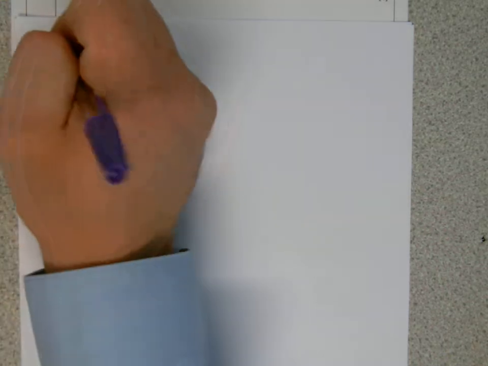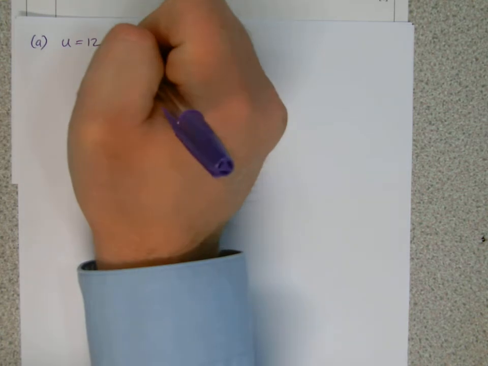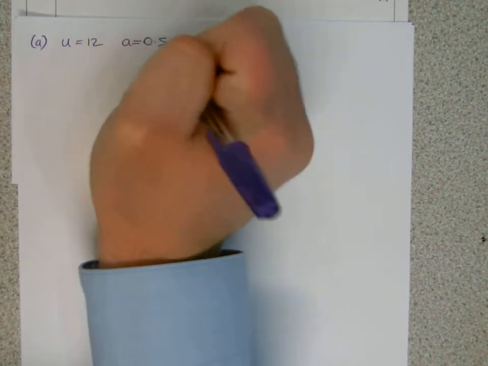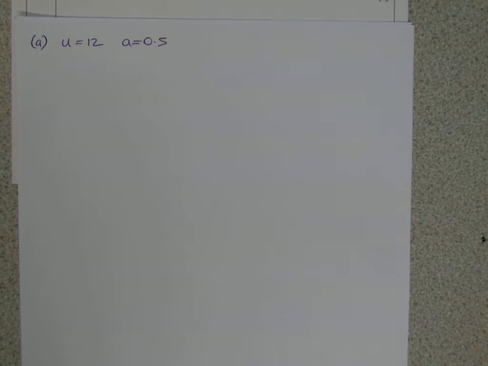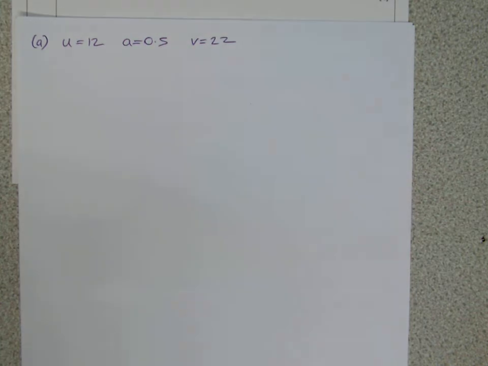So when it starts to accelerate, we know the speed of it is 12 meters per second, so we can write u as 12. That's the initial velocity. The train then accelerates at 0.5 meters per second squared until it reaches a speed of 22 meters per second. So the final speed will be 22 meters per second, and we're asked to find the time taken for the acceleration.